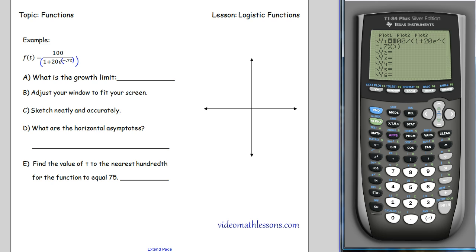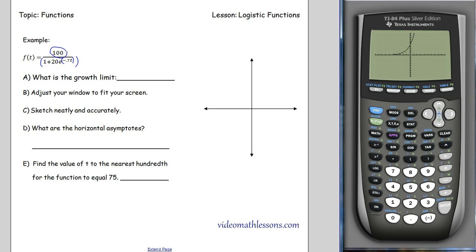I could hit graph right now, which some of you would be tempted to do, and that really doesn't look like my graph. So let's look at the questions they're asking us here. First off, what is the growth limit? The growth limit is the number up top. So the growth limit is 100.